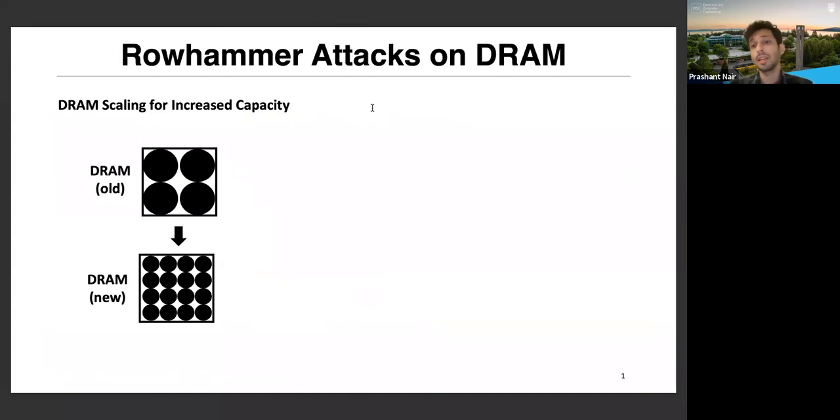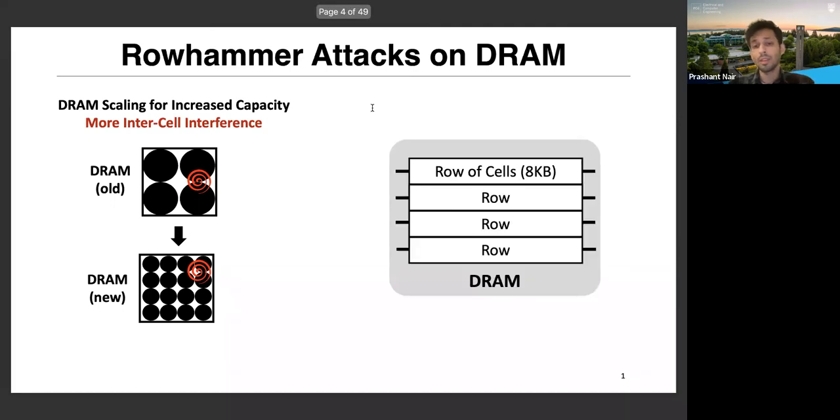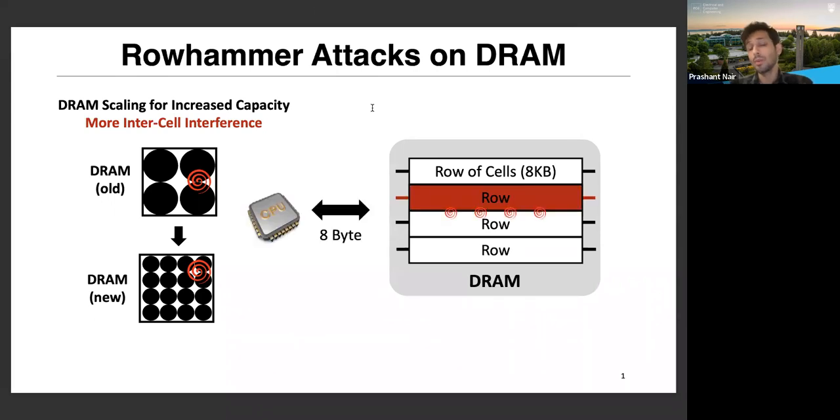DRAM scaling has helped enable an increased DRAM capacity. Because of DRAM scaling, you can fit more cells in a given unit area. But this increased density of packing of cells actually increases cell interference. Because of the cell interference, access to a group of cells can influence its neighbors. For instance, if you have a DRAM with several rows of cells, accessing a row of cells to read or write can influence its neighboring rows of cells.